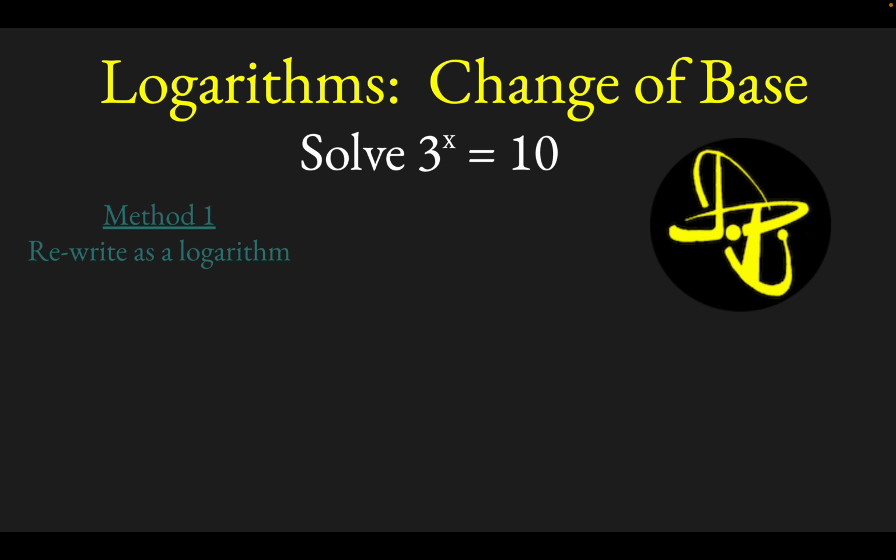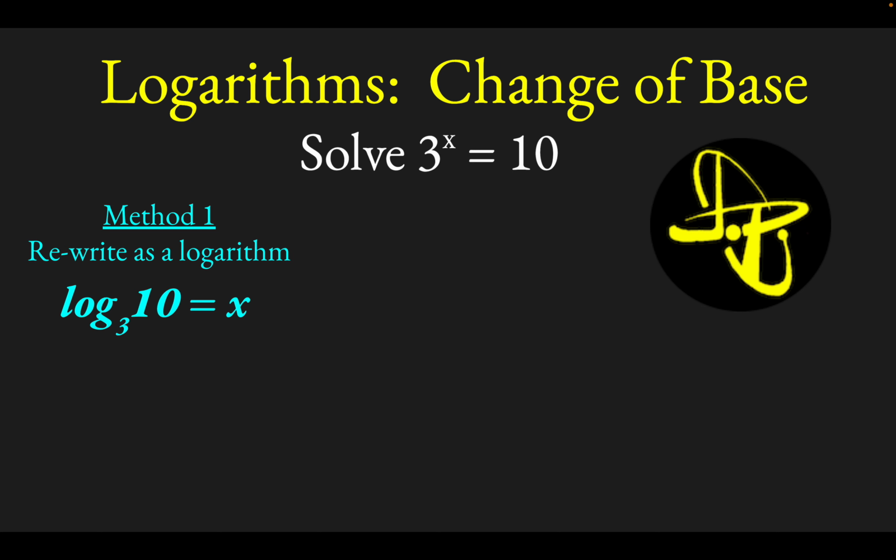Well, one strategy for approaching this is to rewrite that relationship as a logarithm. And so the way to rewrite this would be log base 3 of 10 equals x. So the left-hand side of that means it's the exponent that you would put on 3 in order to get 10. That's what log base 3 of 10 even means.